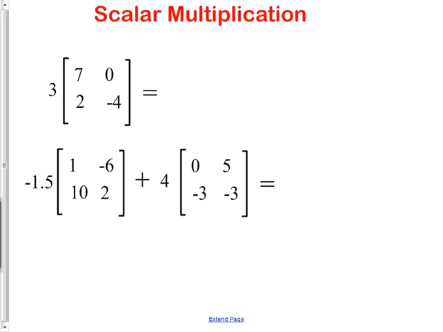Take a wild guess how many times bigger I'm trying to make that matrix. 3 times bigger, that's a scale factor. That's called scaling and scalar multiplication. So I'm just going to multiply everything by 3. That's it. So 3 times 7 is 21. Would you please finish it?